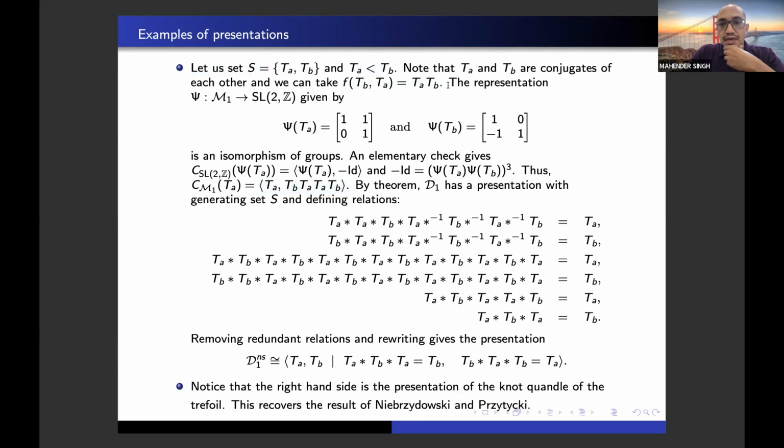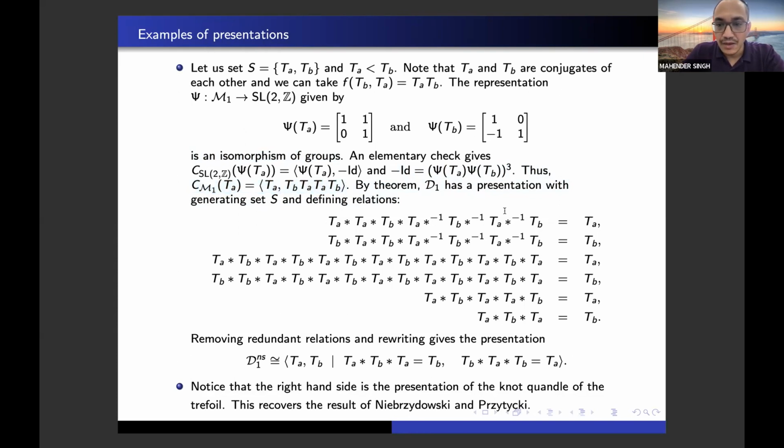Here is a small illustration. You look at the symplectic representation of this mapping class group into SL_2(Z), which is basically just the induced action of the mapping class group on the first integral homology of the surface. And in this case, it's an isomorphism. At the matrix level, it is easy to see that the centralizer is denoted by the image of T_A and minus identity, where minus identity is the third power of this product, psi(T_A) times psi(T_B). And therefore, the centralizer of T_A is just this element.